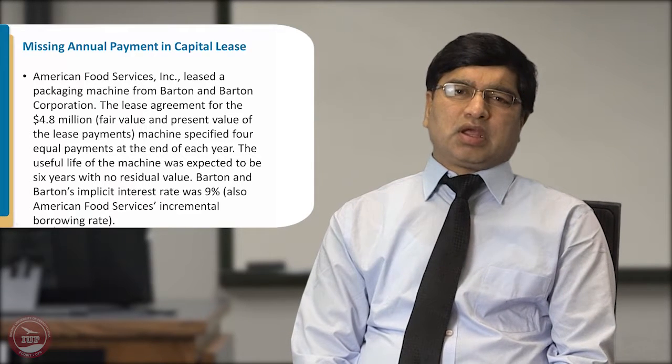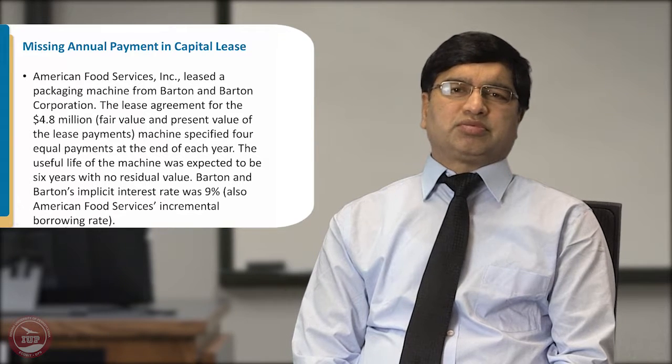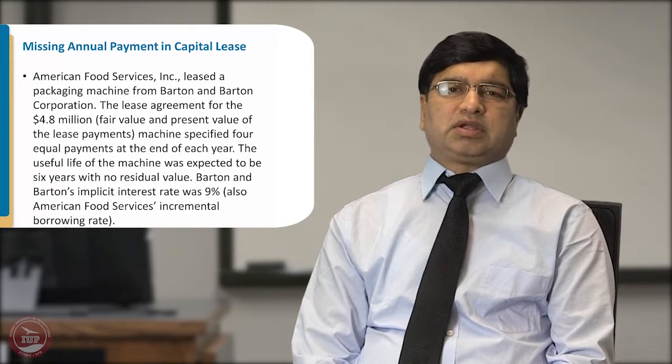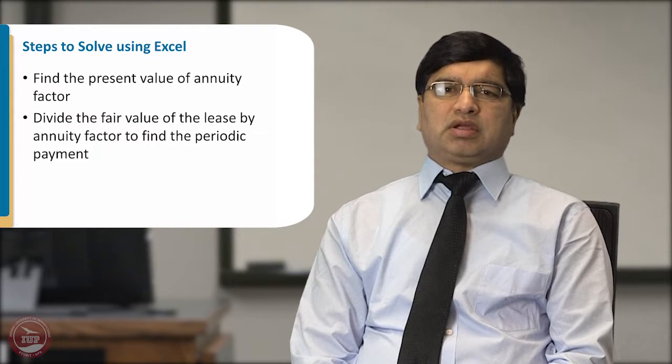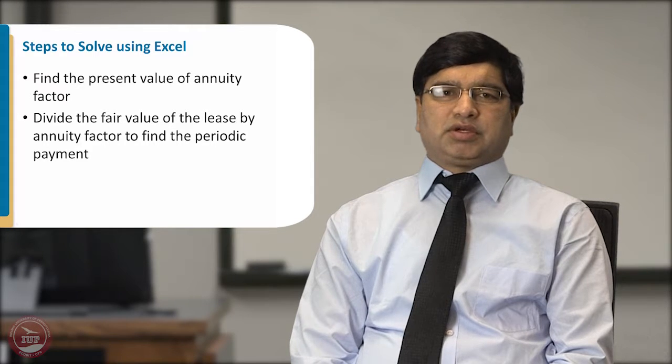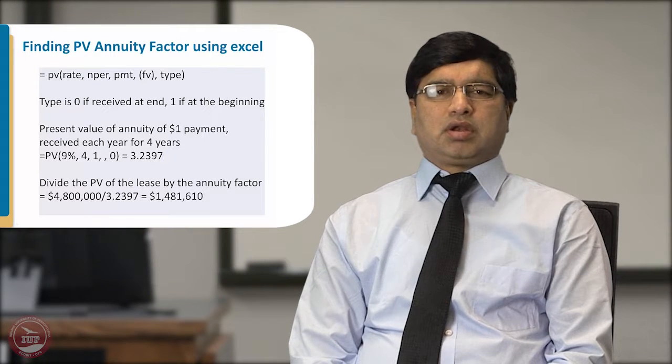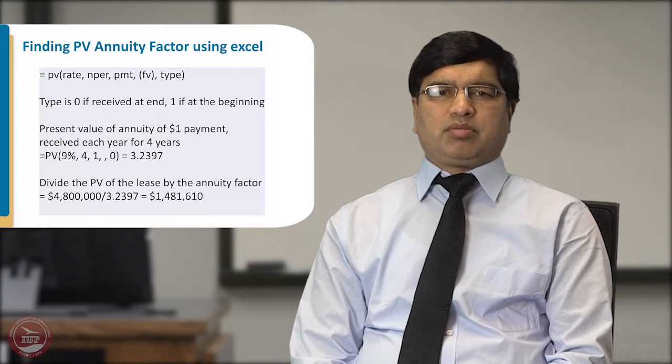So in this case, the annual or annuity payment is missing. We can still use the present value formula to find that annuity payment. To do that, you need to find the present value of the annuity factor and then divide the fair value of the lease by that annuity factor to find the periodic payment. Generally, you would have looked it up in a present value table for that period. So in this case, the interest rate is 9%, the number of payments is 4, and we have taken $1 as the payment and then 0 because it is at the end of the period.